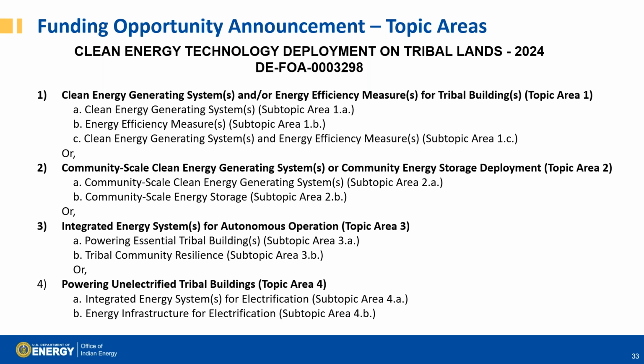Under Topic Area 4, the DOE Office of Indian Energy is seeking applications to provide electric power to tribal buildings which otherwise would be unelectrified by deploying integrated energy systems, which is Subtopic Area 4A, or energy infrastructure, poles and wires, which is Subtopic Area 4B. Projects proposed under Topic Area 4B are intended for unelectrified tribal buildings, where unelectrified means tribal buildings that are not connected to the traditional centralized electric power grid and not connected to a standalone isolated microgrid that operates autonomously from the traditional centralized electric grid, totally unelectrified. We'll go over more definitions later. Next slide, please.